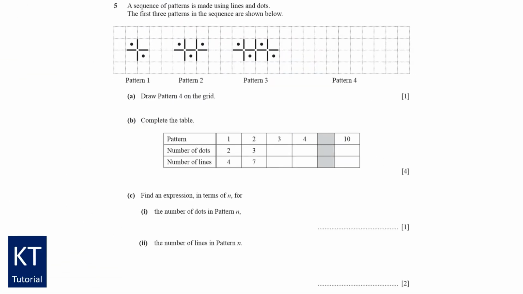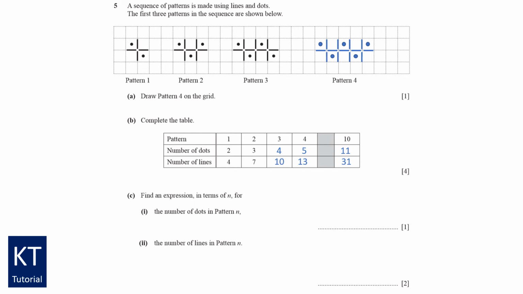Question 5. A sequence of patterns is made using lines and dots. The first 3 patterns in the sequence are shown below. Draw pattern 4 on the grid. This is the added pattern in blue on the diagram. Next, complete the table. The table is best completed by counting the number of dots and lines.